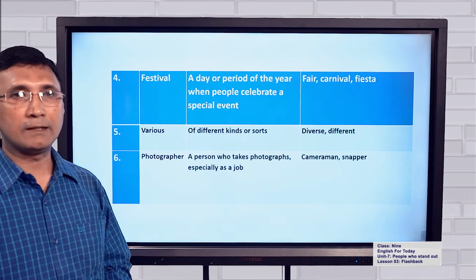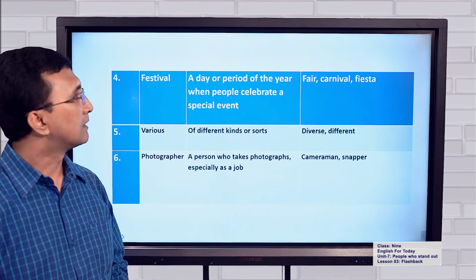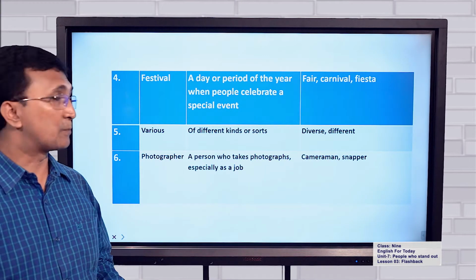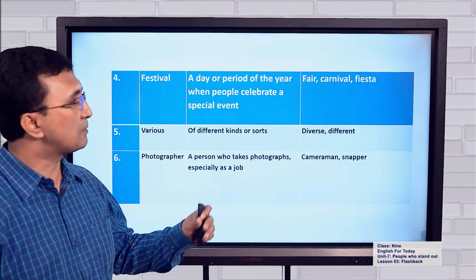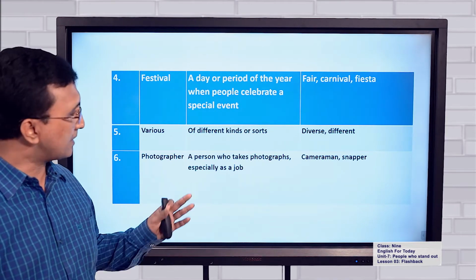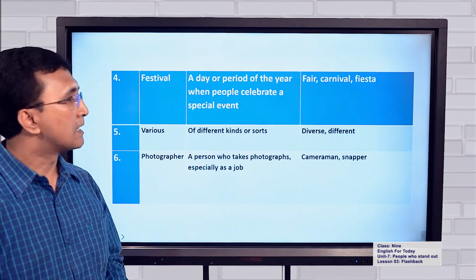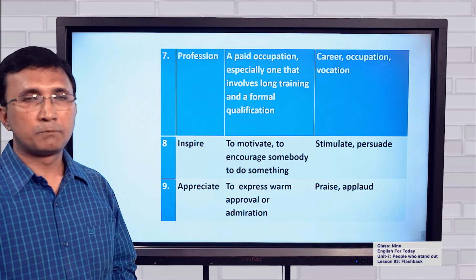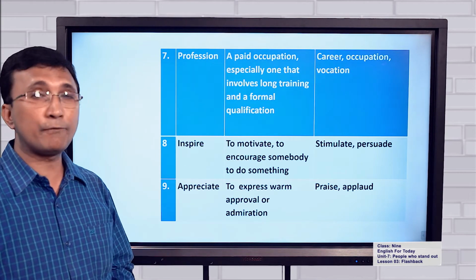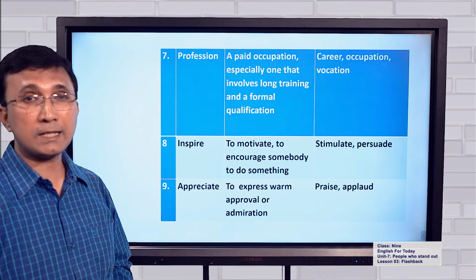Number 4, festival. A day or period of the year when people celebrate a special event. The synonyms are fair, carnival, fiesta. Number 5, various. It means of different kinds or sorts. The synonyms are diverse, different. Number 6, photographer. It means a person who takes photographs, especially as a job. And the synonyms are cameraman, snapper. Number 7, profession. It means a paid occupation, especially one that involves long training and formal qualification. The synonyms are career, occupation, vocation.